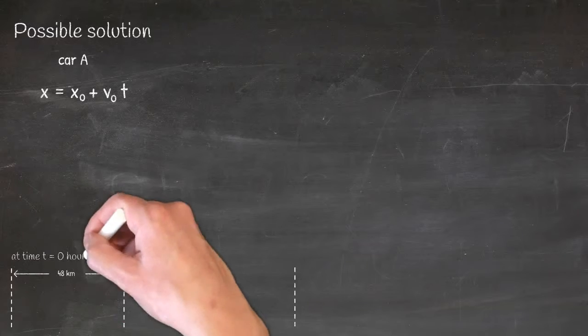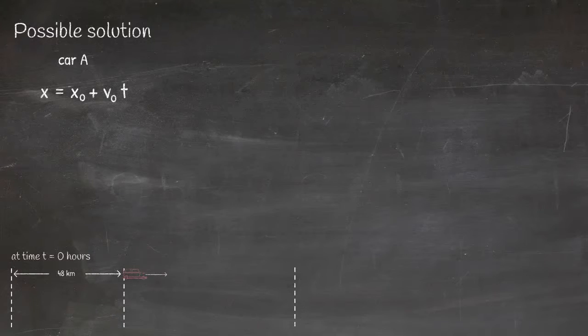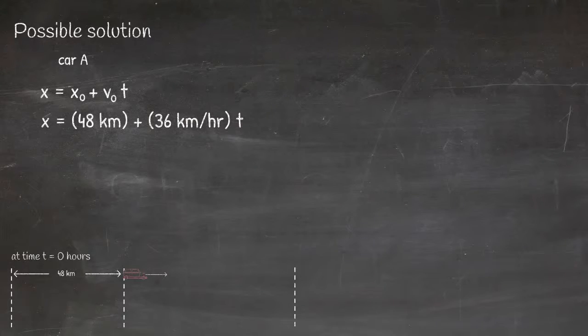Okay, so let's take a look at what happens to car A. So I'll start with car A. Here's my equation. What I need to do is fill in the initial conditions under which the car is acting. So that's at time t equals 0 hours. We'll pull my picture up here and we'll look. The red car is 48 kilometers away, so we'll put its initial position here at 48 kilometers, and it's traveling at 36 kilometers per hour to fill in that equation there.